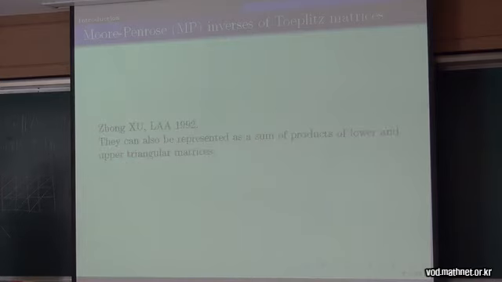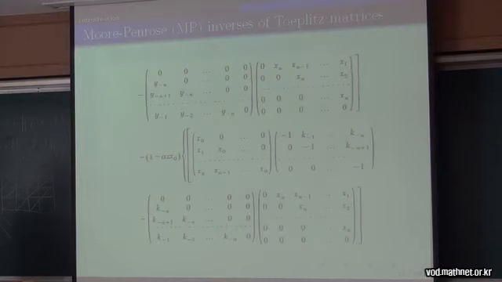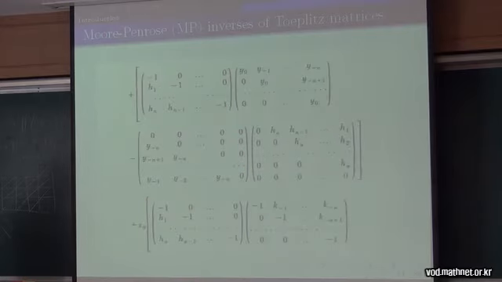And Professor Xu from Xi'an Polytechnic University, in 1992, showed that it can also be represented as the sum of products of lower and upper triangular matrices. It's just complicated. The first part is almost the same, except the coefficient here. And because it's the generalized inverse, there are just more items here. But it looks complicated, it's very simple to use because all of these matrices are still Toeplitz. Maybe they are lower or upper, but all of them are still Toeplitz. There are still some more items.